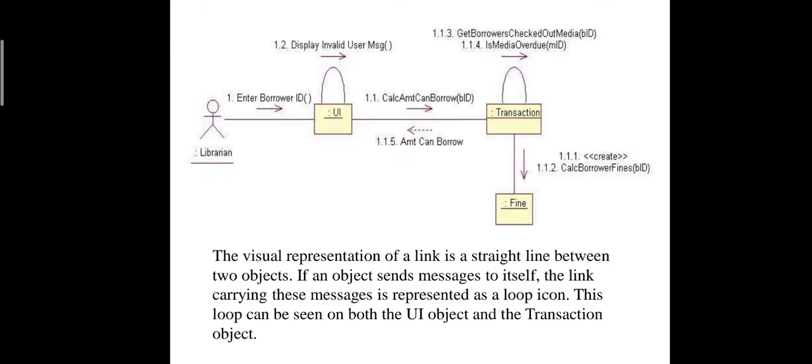If an object sends a message to itself, the link carrying the message is represented as a loop icon. Here the object is sending the message to itself, so we are showing that with the help of a loop icon. This loop can be seen on both the UI object as well as on the transaction object. Here on both sides we are showing the loop icon.